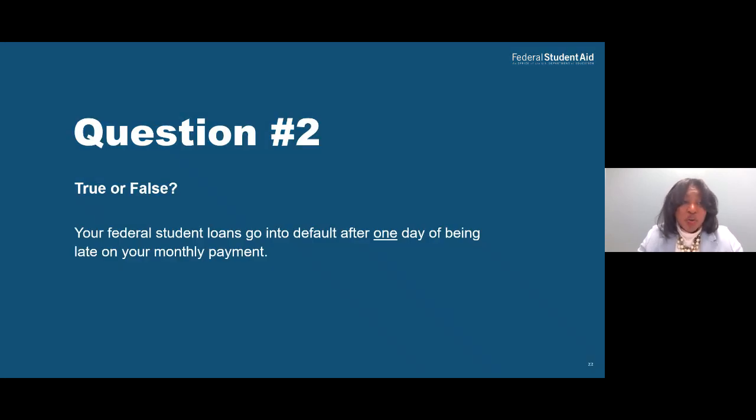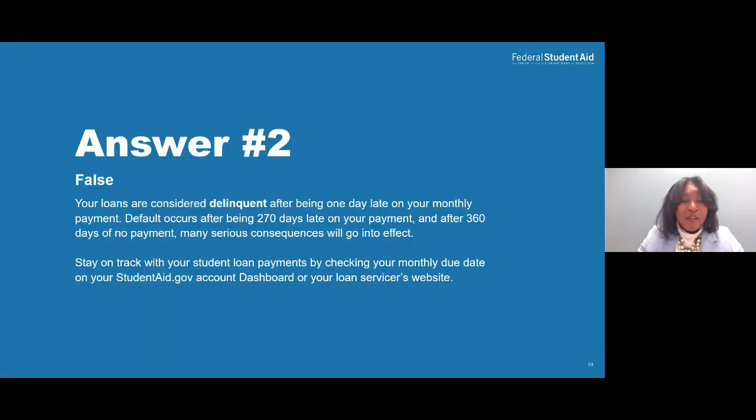This question is also a true or false. Your federal student loans go into default after 1 day of being late on your monthly payment. Is this true or is it false? Okay, good. Yay, you guys are listening to me. Excellent. The answer is false.